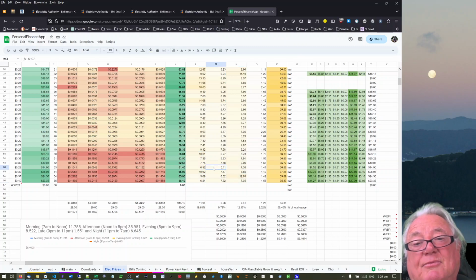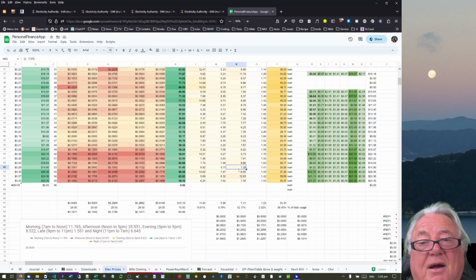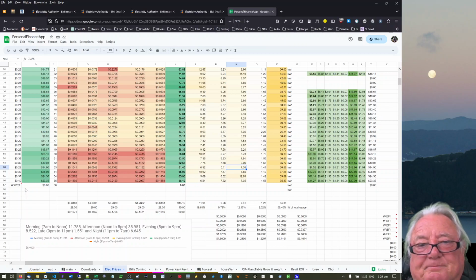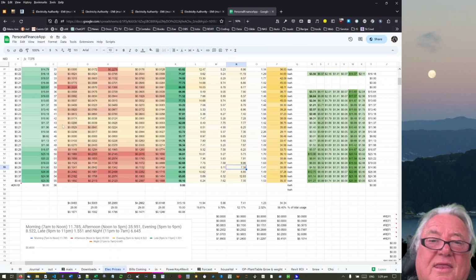Like if I'm doing baking, I do baking after lunch and I won't do it in the morning. If I'm going to do a wash, generally I do the wash in the morning, just because it works in with the rhythm of drying the clothes. So that's the data I've got.